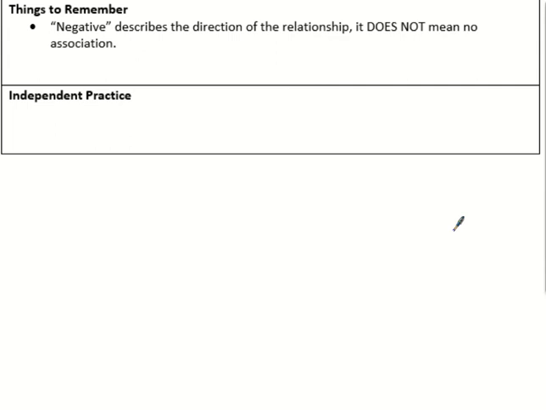So just a main thing to remember is that if we say negative, that describes the direction of the relationship. This is not the same as no association. It really does mean negative. Okay, there are relationships that have negatives, like the sun going down and the temperature going down. Okay, if you're losing money but making product, that's going to be a negative association, right? So that's something else to think about too. So negative and none are not the same thing. Okay, so please make sure you know that.